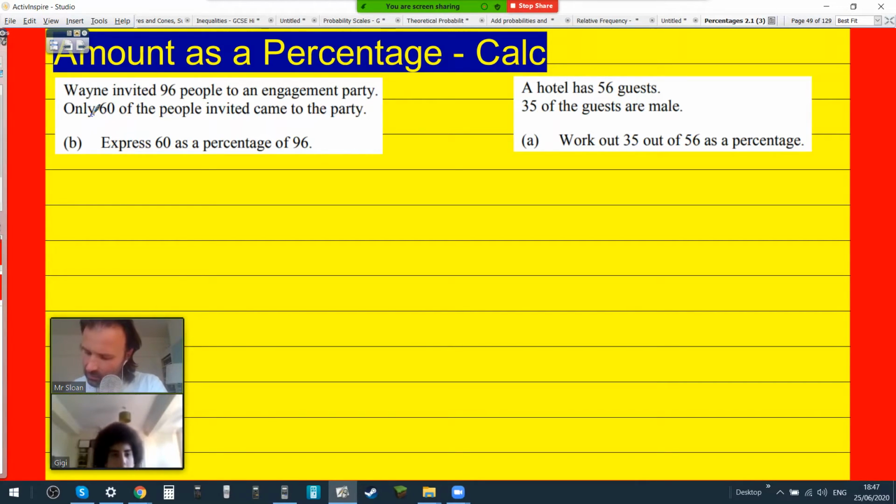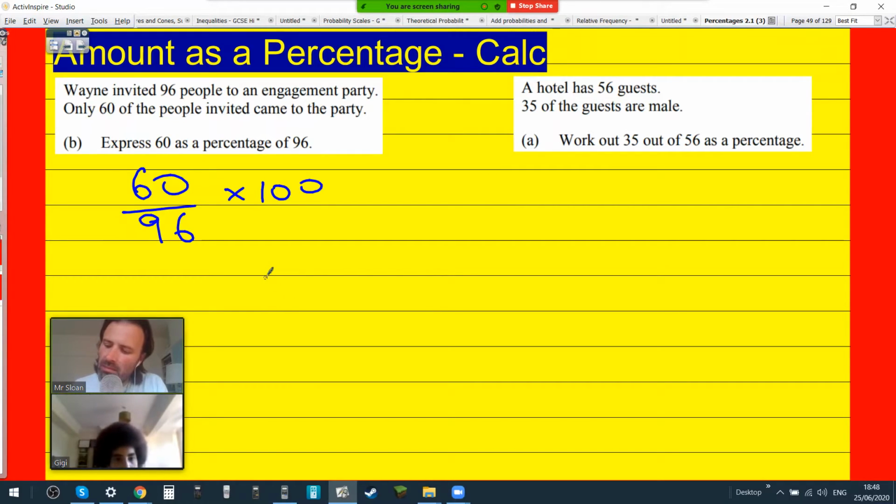I'm not really sure on this one either. So this is similar. What would it be as a fraction? Fraction of 60 over 96. That's it, just 60 over 96. And then how do you convert a fraction into a percentage? Not sure. Times by 100. Oh, all right. Just calculate it.